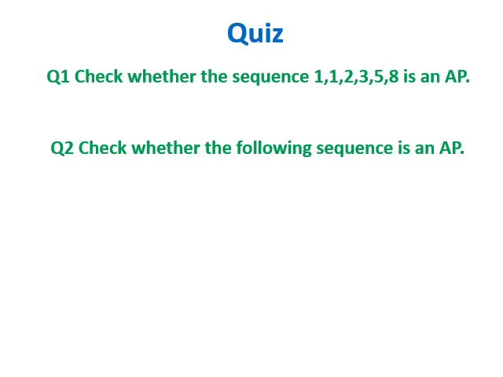Okay, let us find the common difference here. Starting with the second number, 1 minus 1 is 0. Third number is 2, so 2 minus 1 is 1. 3 minus 2 is 1. 5 minus 3 is 2. 8 minus 5 is 3. So what we see, the common difference is not the same. So this particular sequence is not an AP.